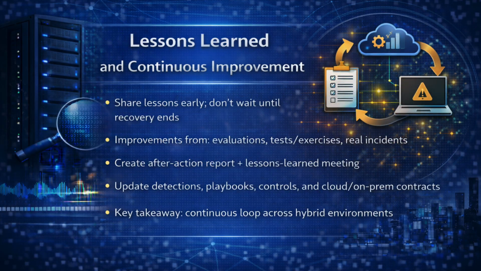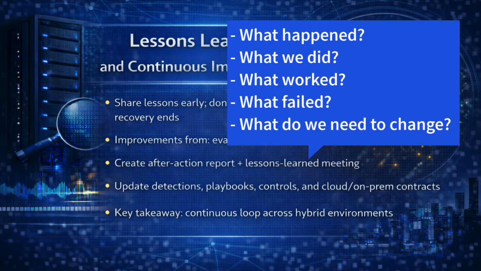We close the loop with lessons learned and continuous improvement. NIST emphasizes that lessons should often be shared as soon as they're identified, not postponed until after recovery. Improvements come from evaluations, tests, and exercises, and real incident work, including exercises coordinated with key suppliers. After a major incident, produce an after-action report and run a lessons learned meeting. What happened, what we did, what worked, what failed, and what will change.